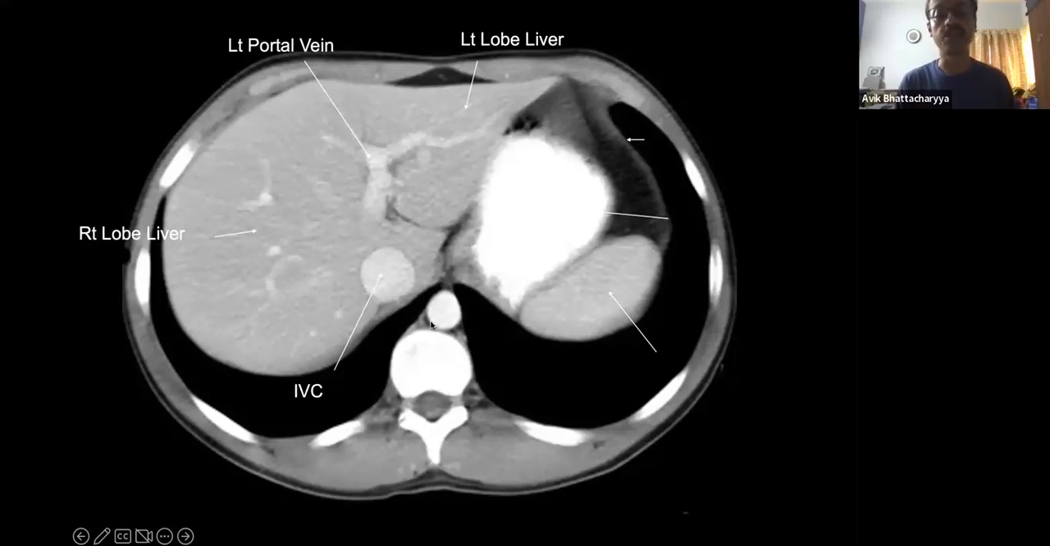Intrahepatic. And this is aorta. This contrast enhancing is stomach, and this is spleen. This is spleen, and this is stomach. This is diaphragm. This is diaphragm. So this black thing is lung, and this is the cranial most section of the upper abdomen of our body.